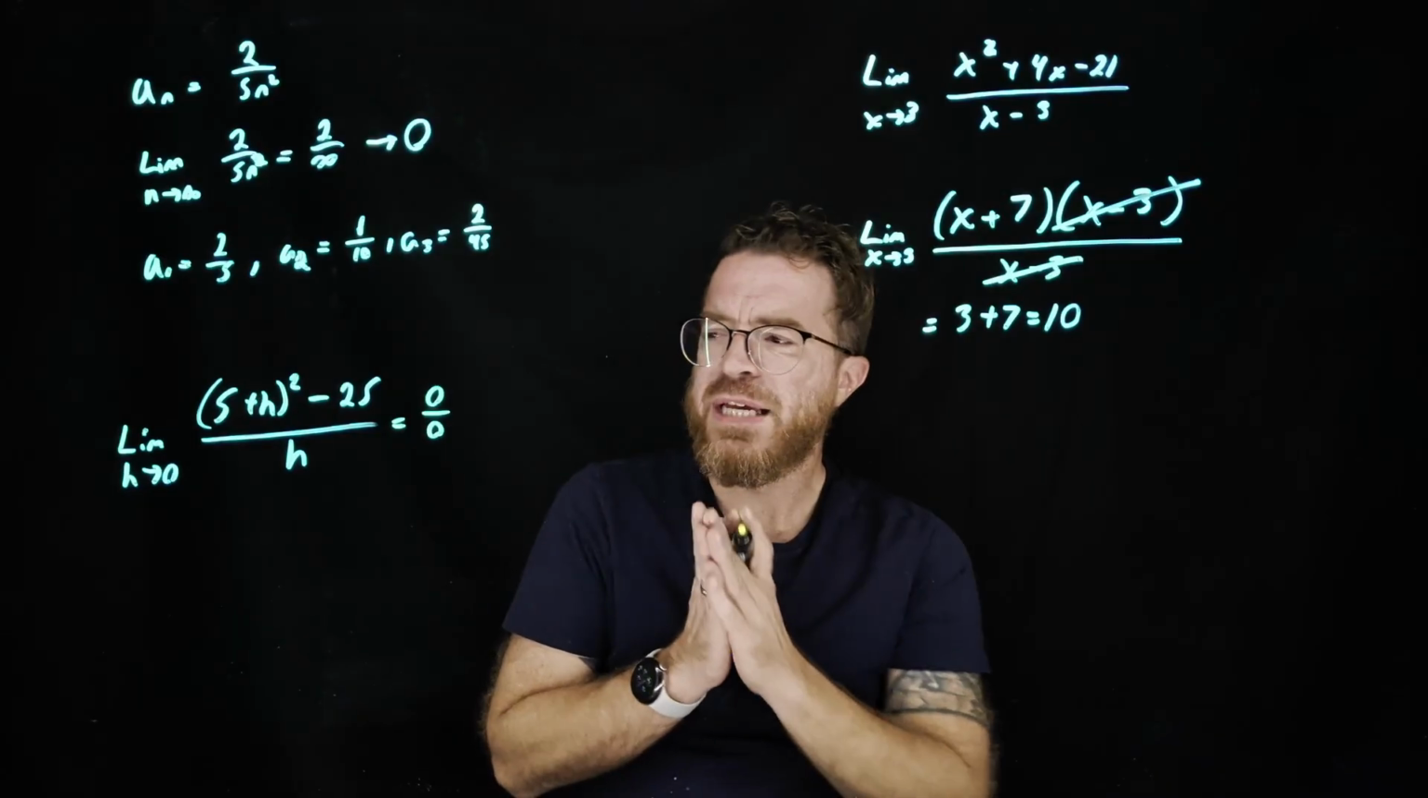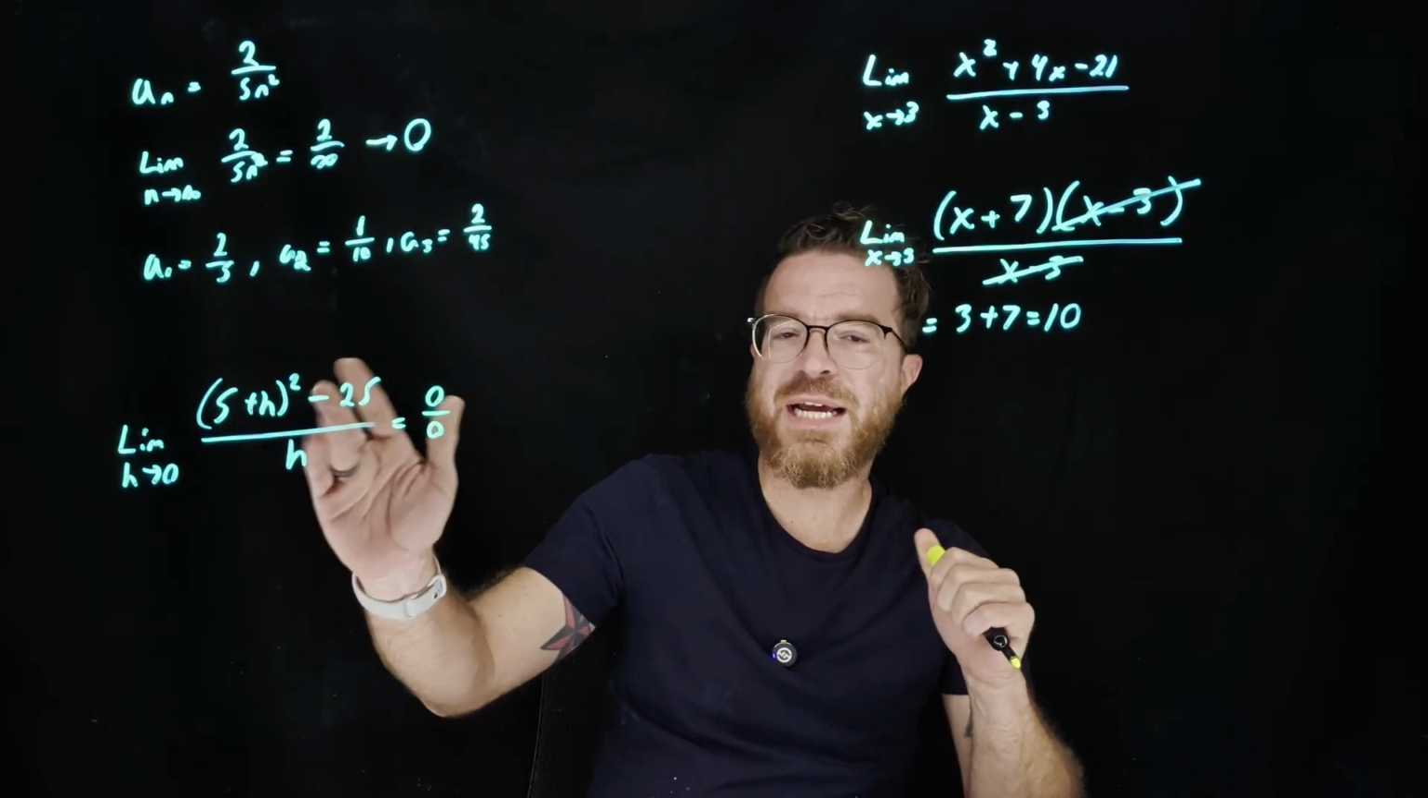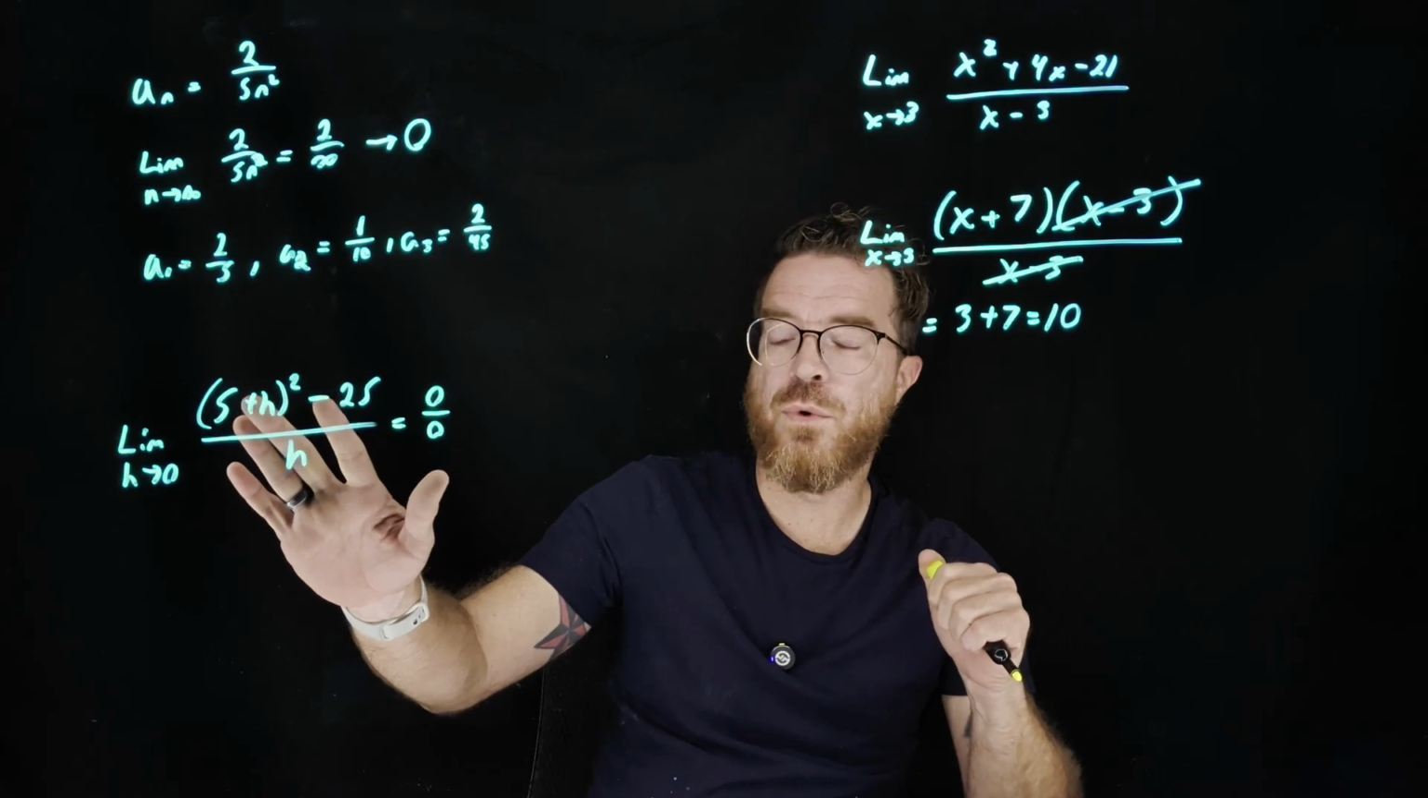Now, based on what I'm looking at here, I see that there's an h in the bottom, and there's some h's up top, but I can't really do anything with them in their current form.